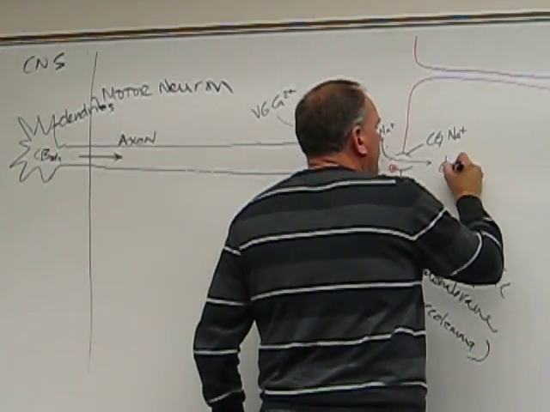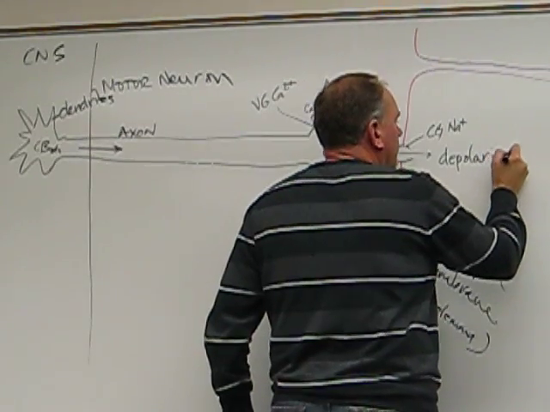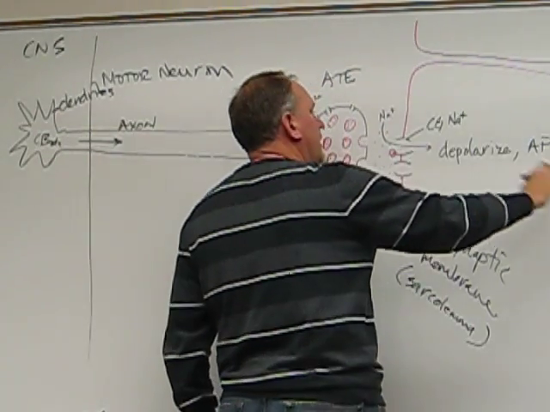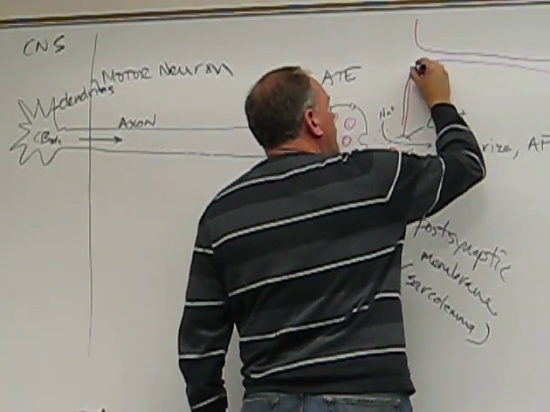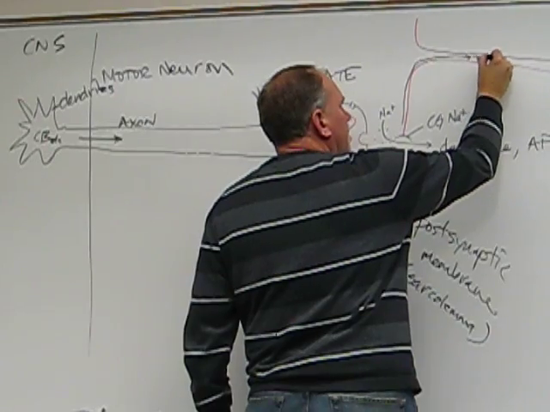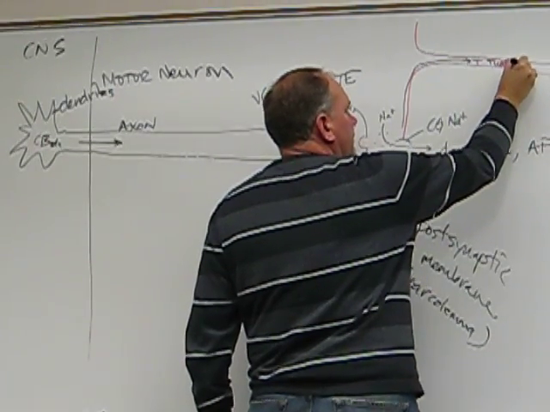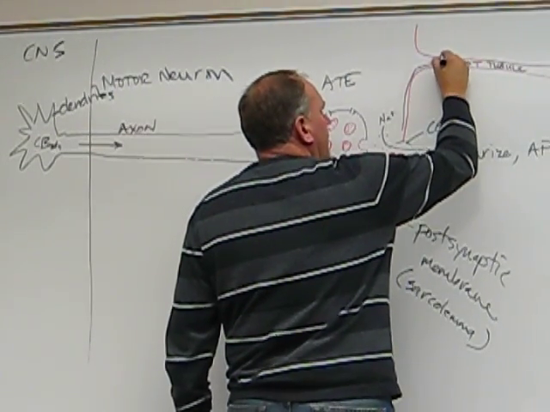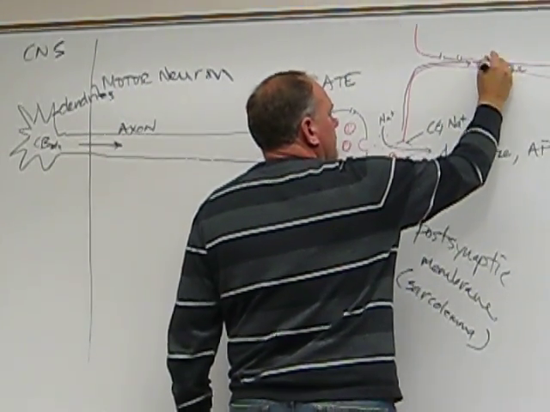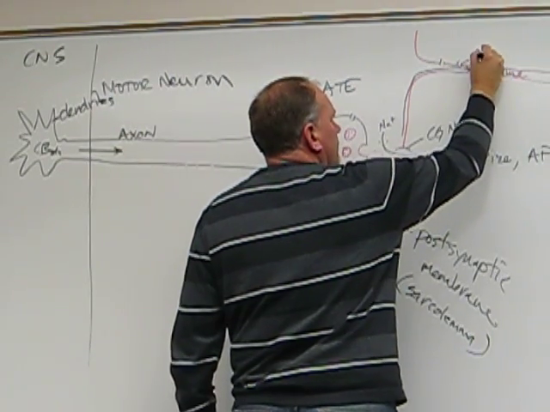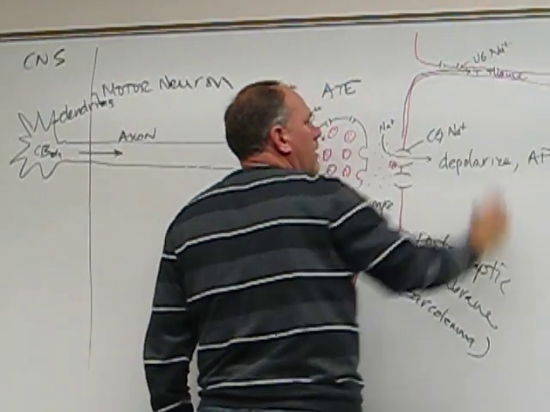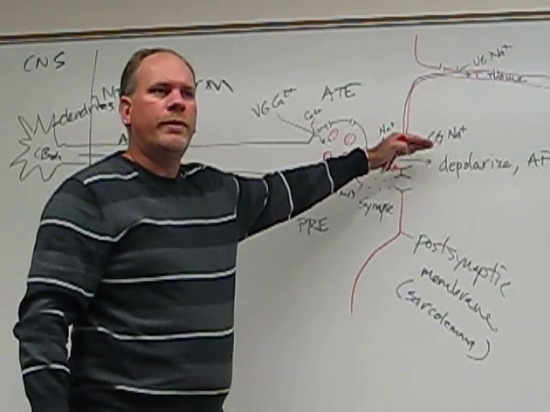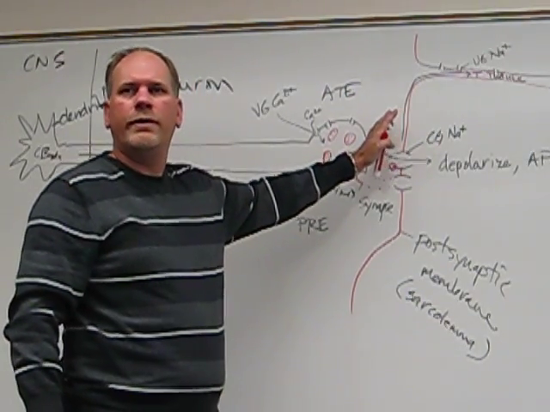And we depolarize, create an action potential on the muscle cell, and we carry that voltage change down the T-tubule. So what type of channels would be found on the T-tubule? Voltage-gated sodium. The chemically gated sodium channels open, and it's just like a bunch of dominoes.